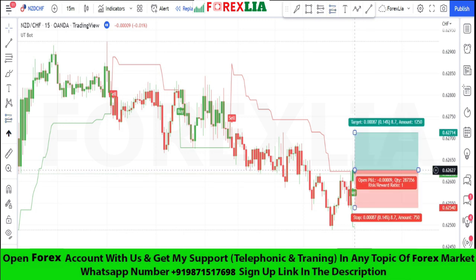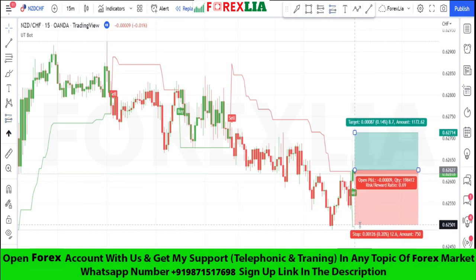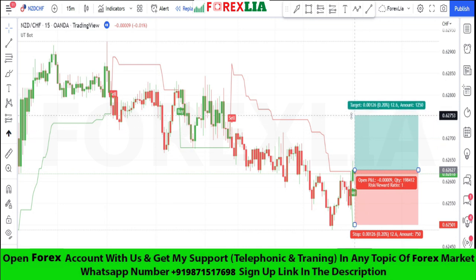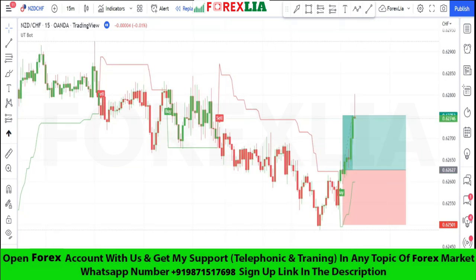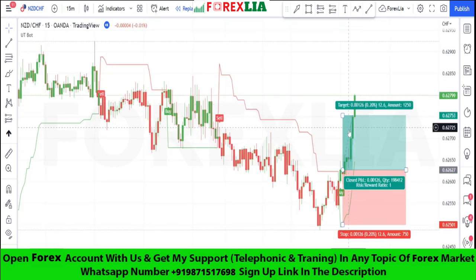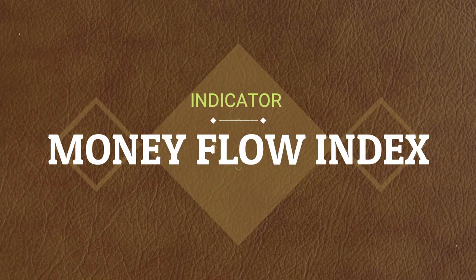Set stop loss previous low point. Set profit target 1:1. We won this trade. Second indicator.